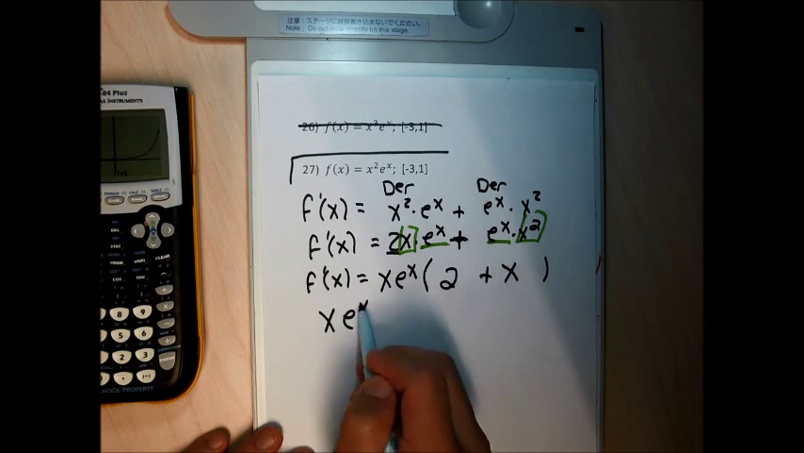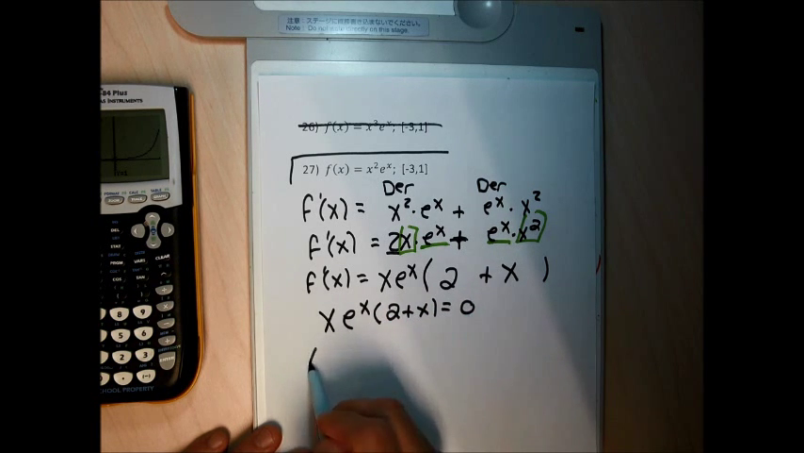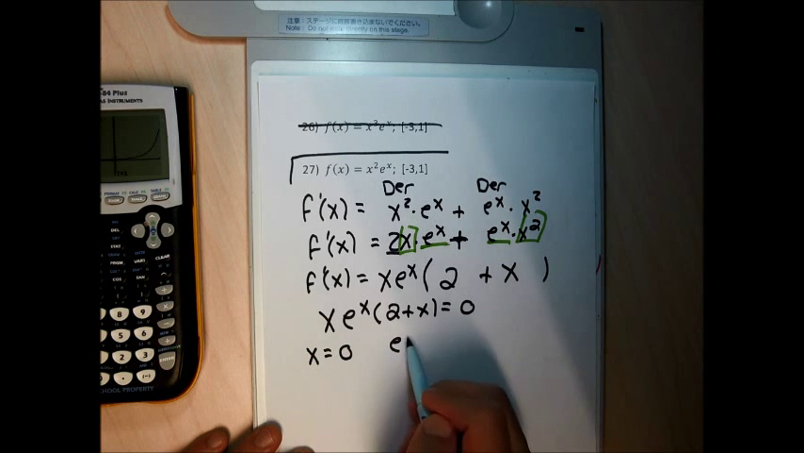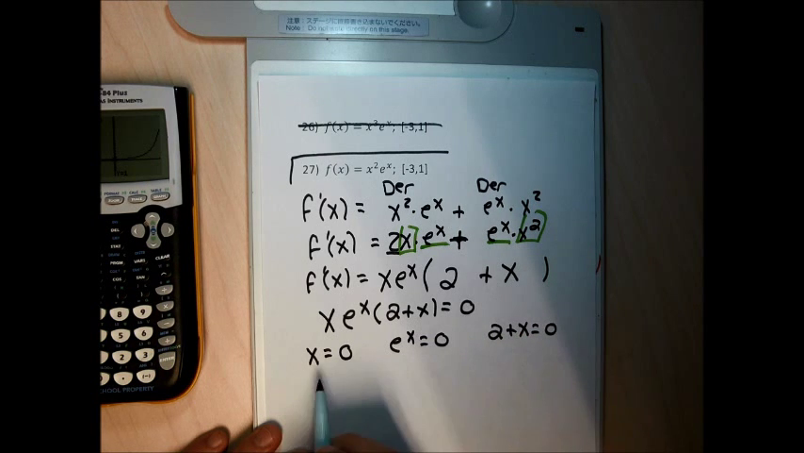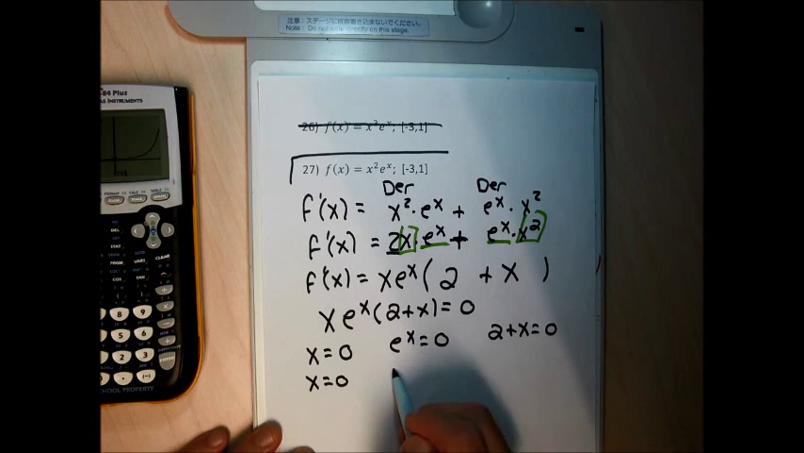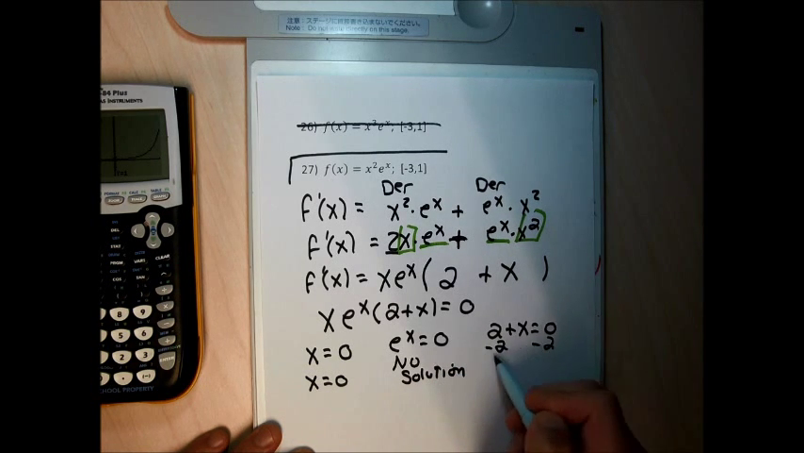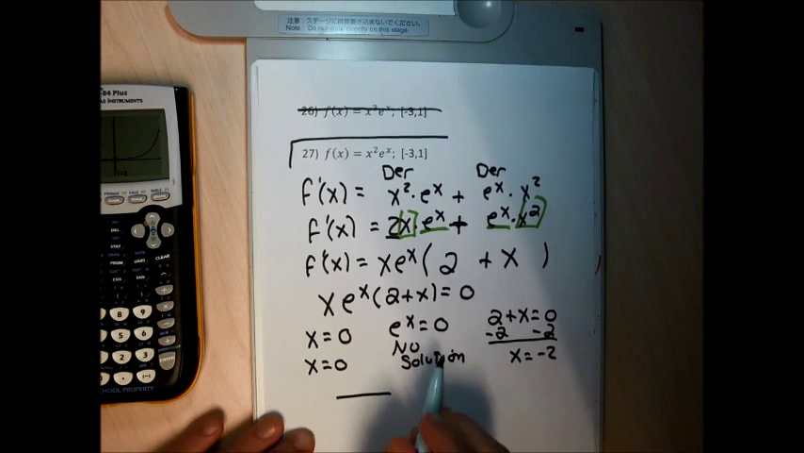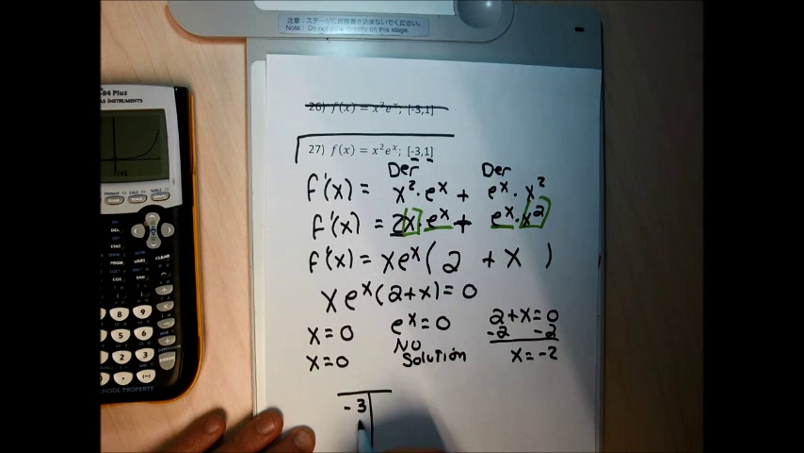Now I'm going to get the critical values by setting the derivative equal to 0. Since the derivative is factored, I can just take each of the factors and set them equal to 0 to get my critical values. The first one gives me a critical value of x equal to 0 without extra work. The middle one, e to any power, can't ever be 0, so there's no critical values there. And the last one, you minus 2 from both sides and get a critical value of x equal to negative 2. Now I'm going to start doing a table, and I know that negative 3 and positive 1 need to go in my table. They're the given x values.